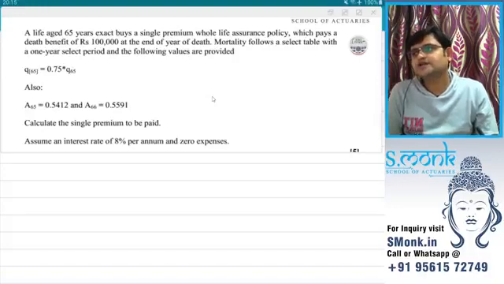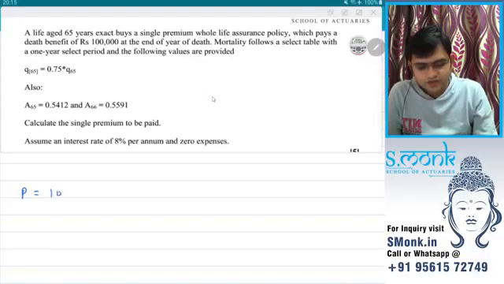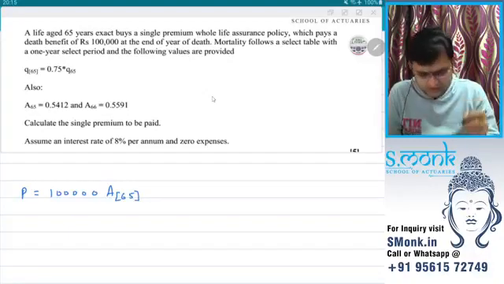So clearly they are saying 1 year select period. Calculate the single premium to be paid. So first of all, our single premium will be equal to 100,000 at the end of the year of death, whole life assurance policy for age 65. So A select 65. This is what we want.